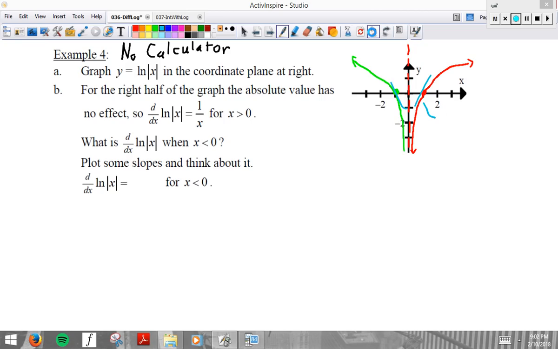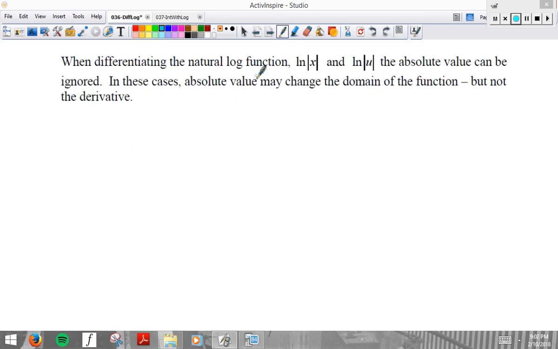So the trick here is that it's not negative 1 over x. It's not that. Don't say that. It's just still 1 over x. Okay? So absolute value does nothing when differentiating. Only when differentiating natural log absolute value, the absolute value can be ignored.